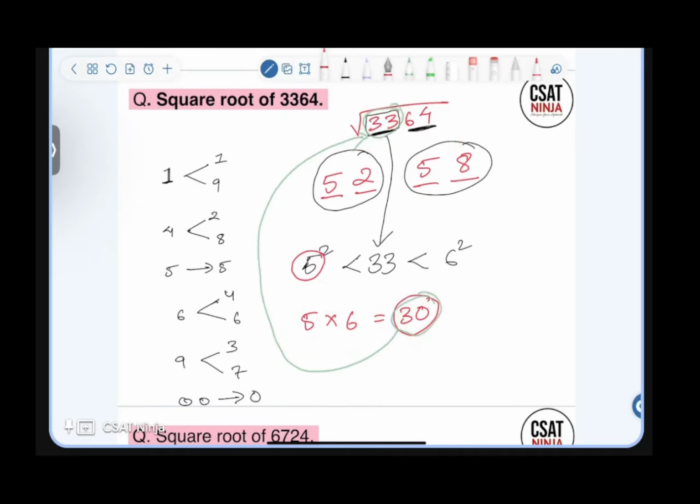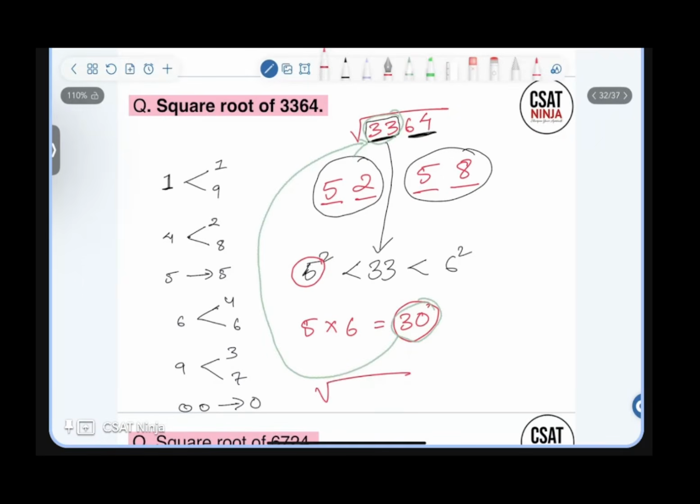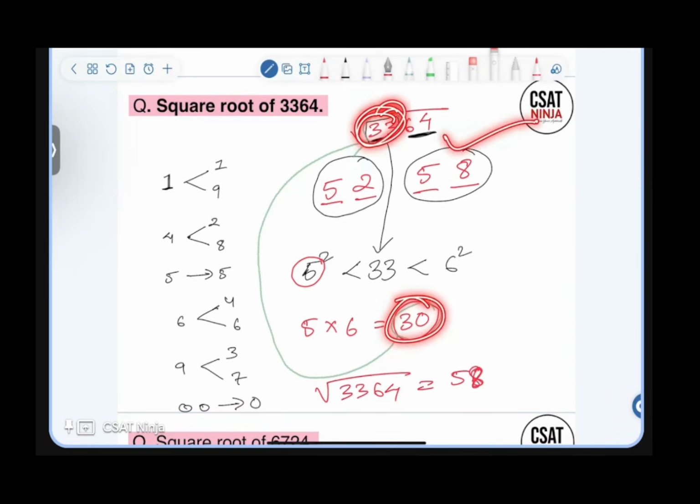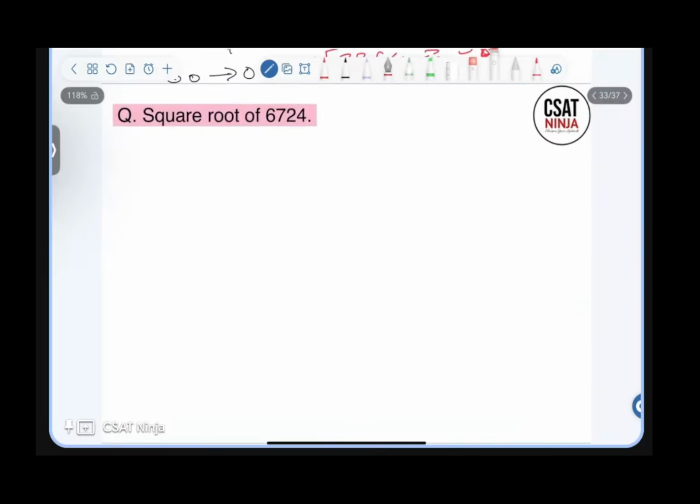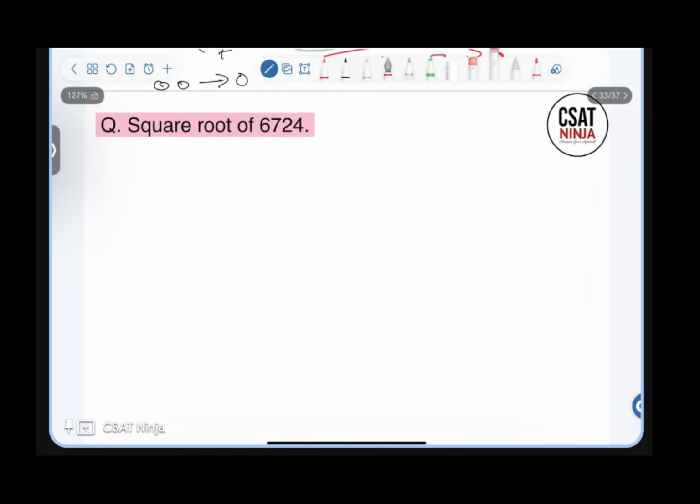So the square root of 3364 is nothing but 58. Why 58? Because when I compare these two, I'm getting that this one is greater. That's the reason why we take the greater number here. Are we clear with this, or do I need to repeat again? Can you try this question? Square root of 6724.